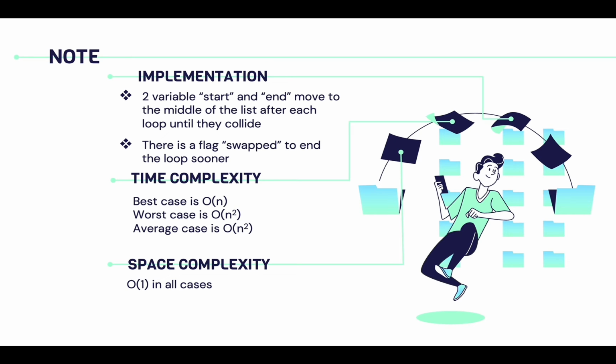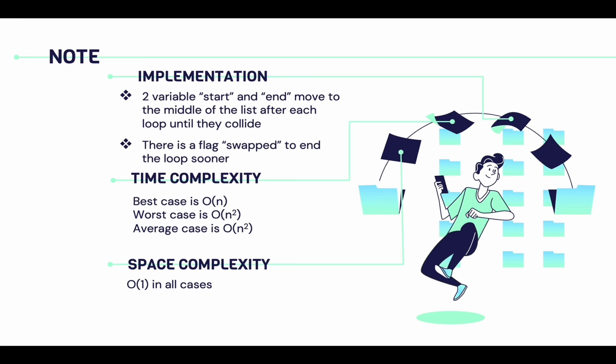For the implementation, we have some notes. First, we need to declare two variables named start at the beginning of the array and the variable end at the end of the array. They move to the middle after each loop to narrow down the range of checking, and a variable named flag to check if they are swapped or not.